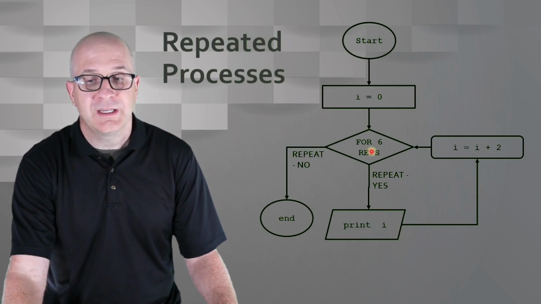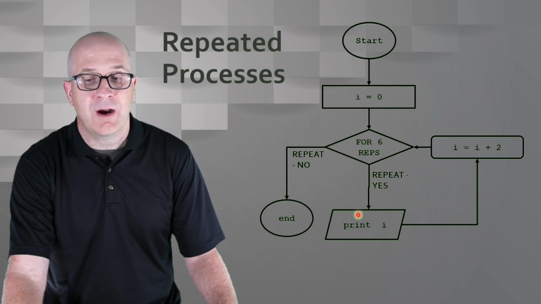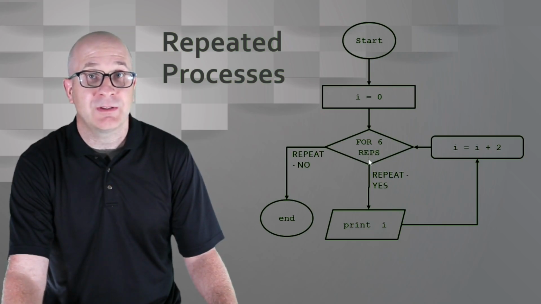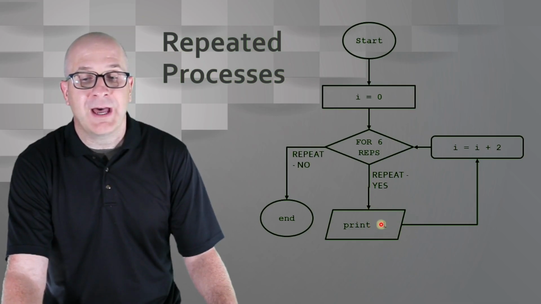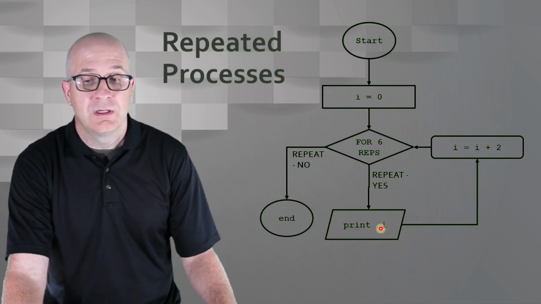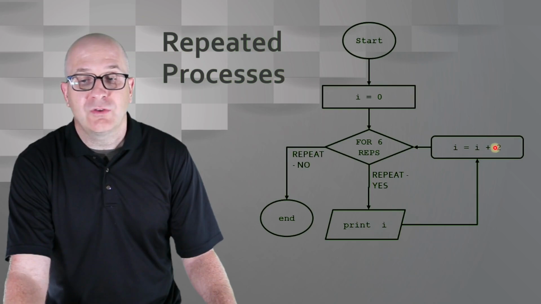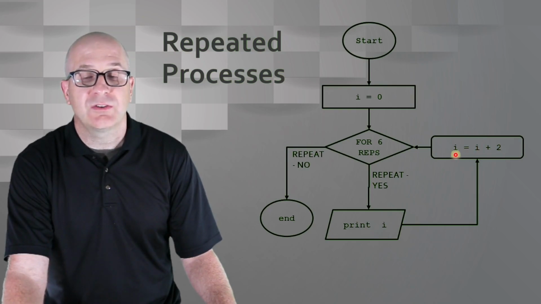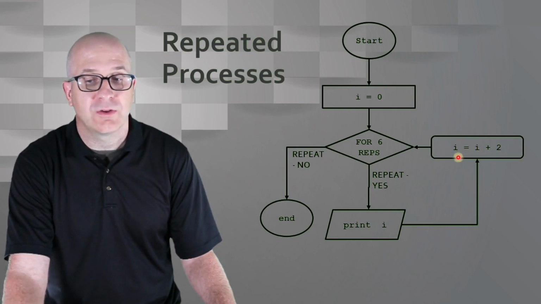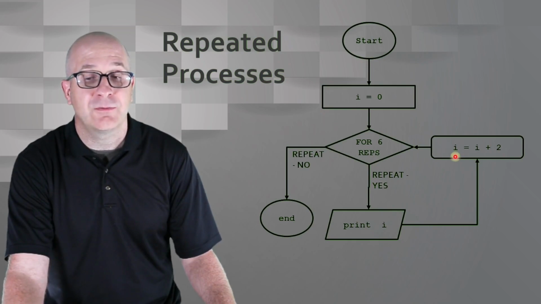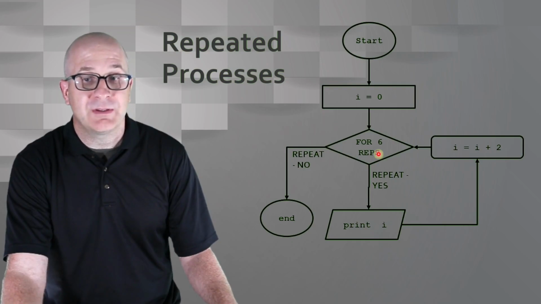We go over here, we go down this bar again here because we haven't done 6 repetitions yet, so we're on our second repetition. We're going to print the value of I now, which is 2. We're going to go across here, go up here, and then right here, we're going to take 2 plus 2, which is going to equal 4. So the new value of I is going to be assigned 4. We're going to go in here, and now we've done 2 repetitions.